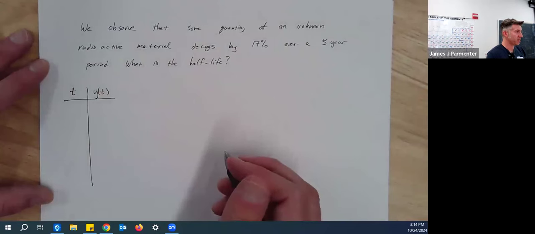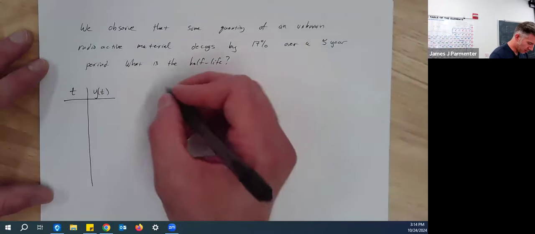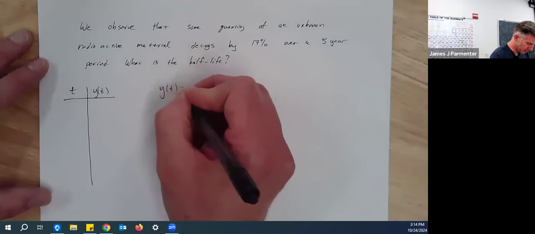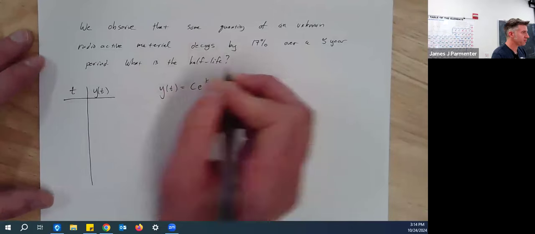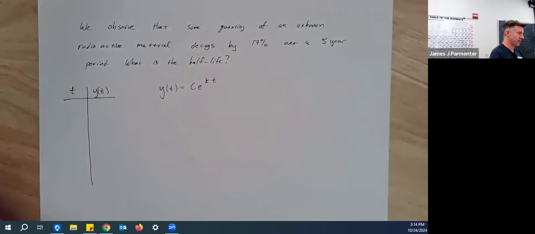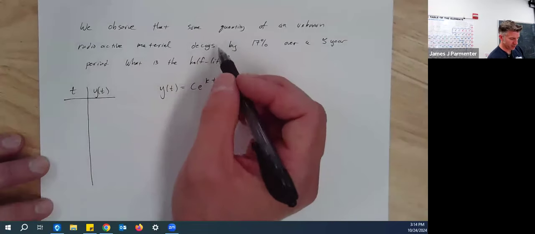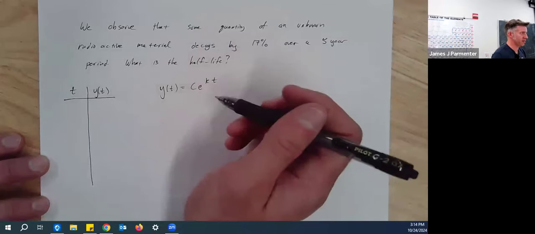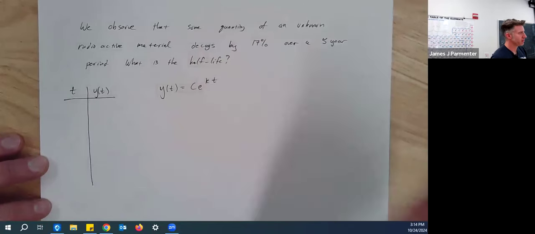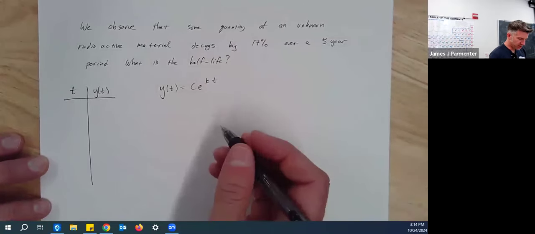You should all have memorized the model for exponential growth or decay. It's y of t equals c e to the k times t. That should be the first thing you write down if you see exponential growth or exponential decay. So then I probably should have written decays exponentially to really drive that point home here, but that's what we mean. So here's what I've got.